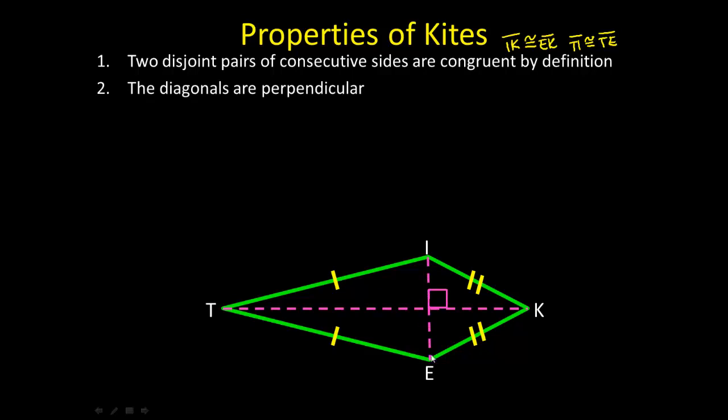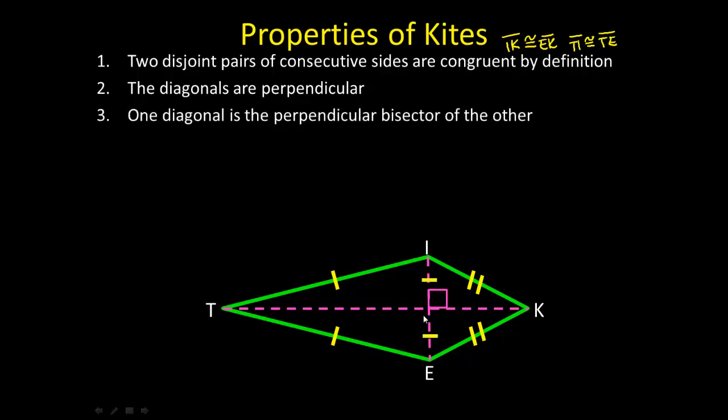The diagonals are perpendicular. So that means all these angles on the interior by the diagonals are right angles. One diagonal is a perpendicular bisector of the other. So the longer one, it's almost always the case, is the perpendicular bisector of the shorter one, which means we already know that they're right angles, but it also divides this segment here into two congruent parts.